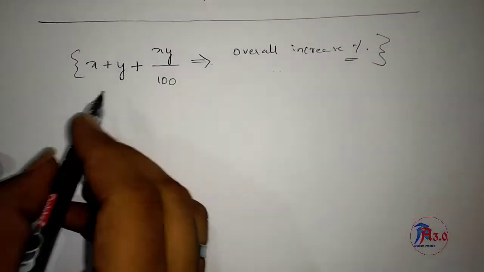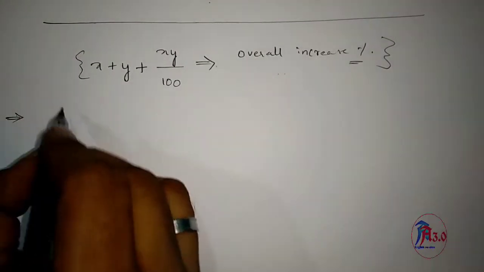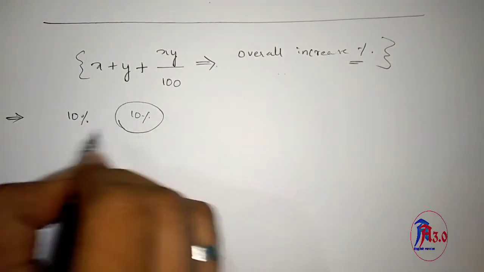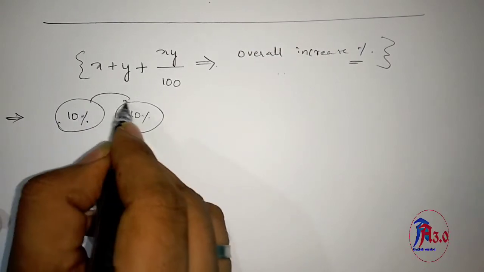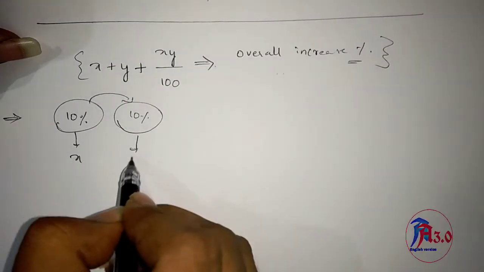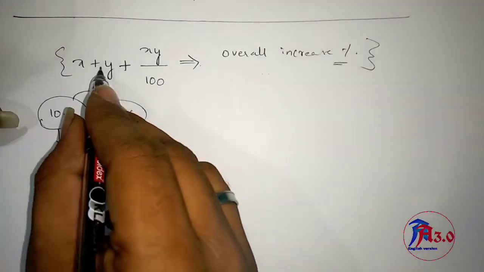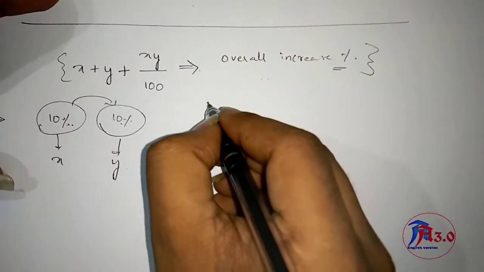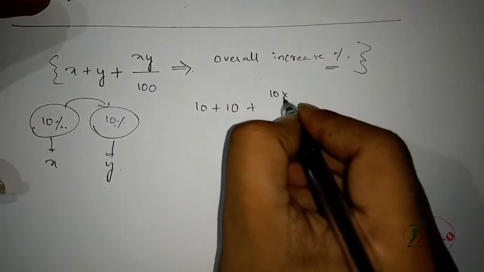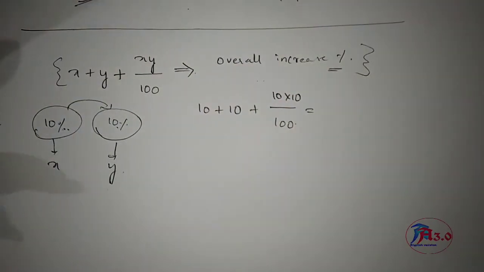So here, let us take the condition of the question. The condition says 10 percentage is increasing in the first year and 10 percentage is increasing in the second year. How are they increasing? They are increasing successively. So I have taken the first one as x and the second one as y. Substitute these values in the formula, you will get the answer. So here 10 plus 10 plus 10 into 10 upon 100, and overall you will get the answer.